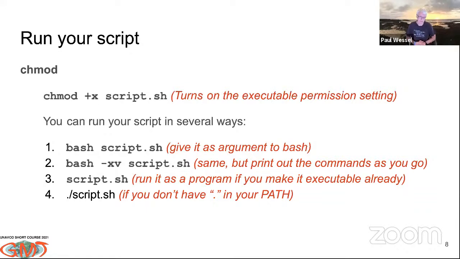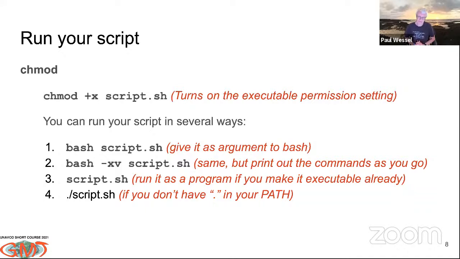There are many other ways to run it. If you want more feedback, like printing out what's inside the script as it runs, you give it the -xv options to bash, and it will show you each line as it goes through, and that can be helpful for debugging if you have variables. If you change the script to have executable permission, the top line there with chmod, then you can run it as a program because you changed it to an executable application. So that's step 3 there. You can just use it as if it was executable.